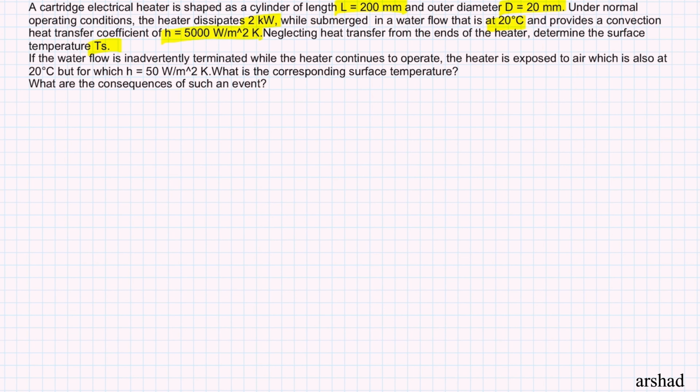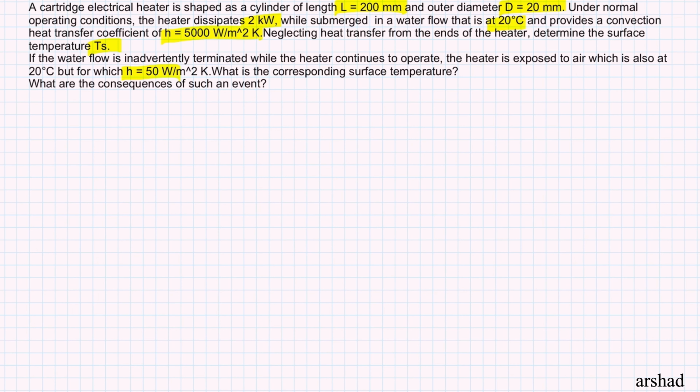a water flow and we know the temperature of that water and we know the heat transfer coefficient between the water and heater surface, and then we can apply Newton's law of cooling to solve it. And we are going to basically repeat this process by assuming that for some reason the water flow is suddenly stopped and now the heater is only exposed to air, and because the working fluid has changed, now the heat transfer coefficient has also varied from 5000 to 50. So it has decreased by a factor of 100. So in that case, what would be the corresponding temperature and what would be the consequences of such an event?